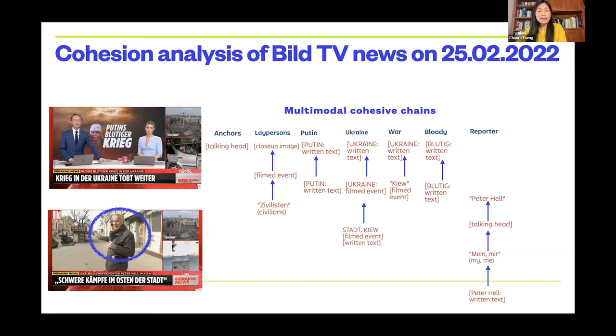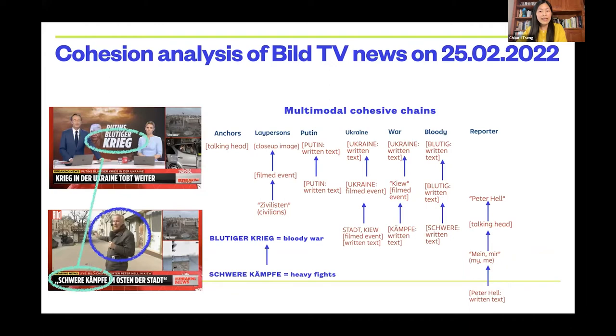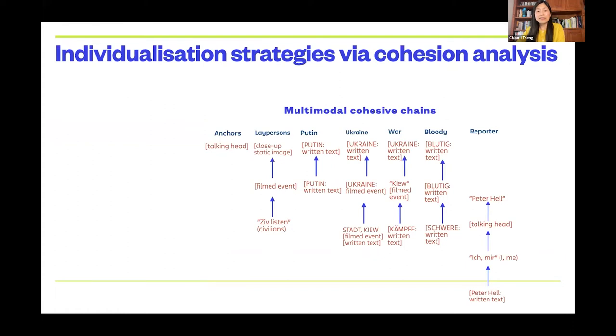In the second image, you can see that the location chain Ukraine is also extended, and the war and bloody chains are also extended by the synonym or hyponym Schwergekämpfe. So Schwergekämpfe, heavy fights, belong to the same semantic category, like a bloody war or violent conflicts. So they are all linked together under the same chain. So you can see the complex multimodal cohesive chain here. As I just said, these chains could go on, and we can see how these elements are realized cross-modally, how the chains link together multimodal elements within the same semantic category.